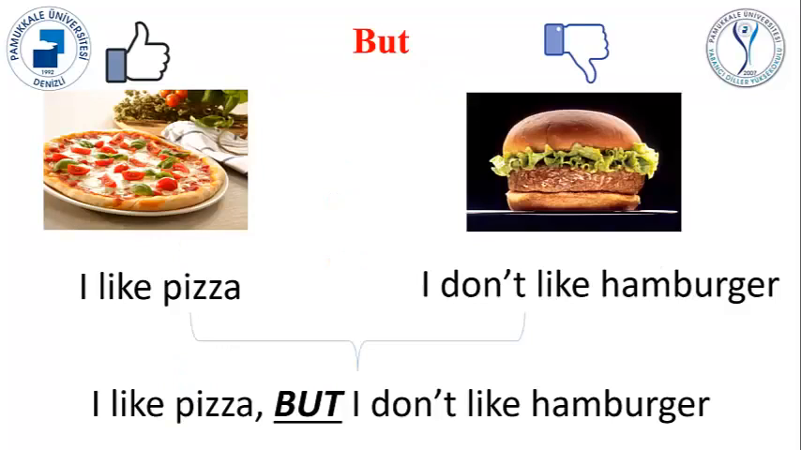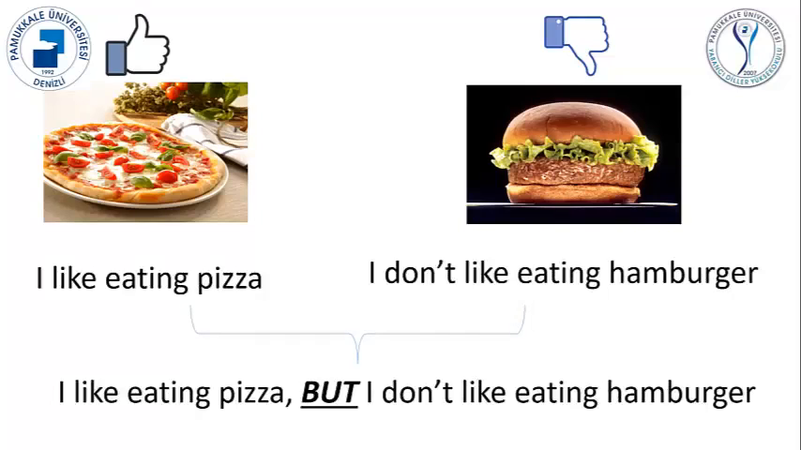Using but. We have two sentences. The first one, I like pizza, is positive. The next one, I don't like hamburger, is negative form. We can use but to say these sentences together. I like pizza, but I don't like hamburger. I like eating pizza, using verb ing. I don't like eating hamburger.